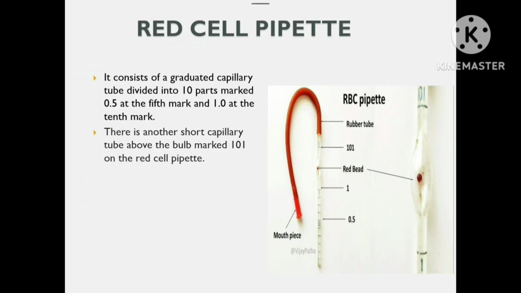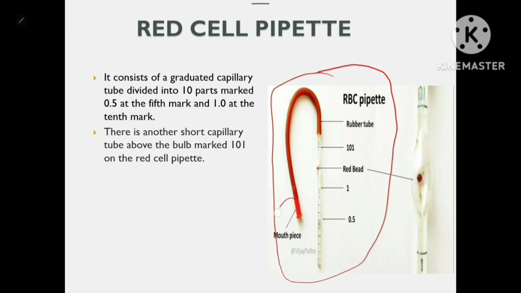The next instrument which is most commonly kept is the RBC pipette. It is the easiest thing which can be kept. We have to know the parts of the RBC pipette. This is the mouthpiece, then the rubber tube, and this is the pipette with the bulb. This bulb usually contains a red bead.